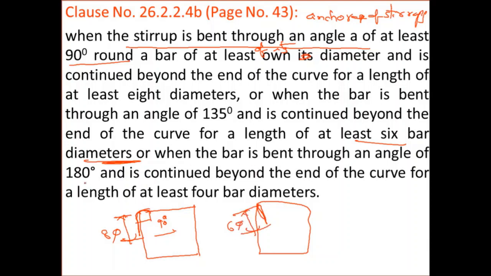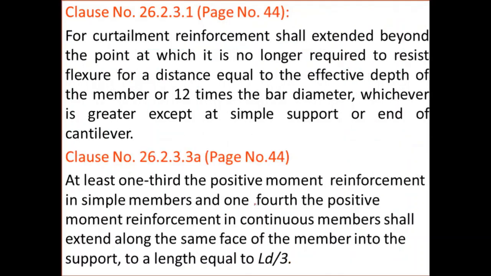Then if it is 180 degrees, that means you are bending the bar like this, you are bending the stirrup like this. Then in this condition, this length will be equal to how much? 4 pi. So this is when the angle is 180 degrees, this is when the angle is 135 degrees, this is when the angle is 90 degrees. Okay, like this. Hope it is clear.